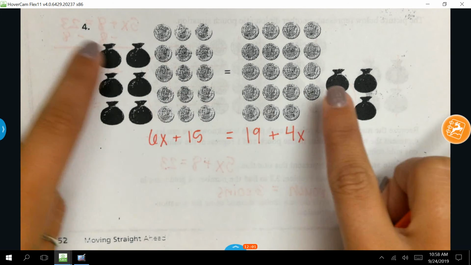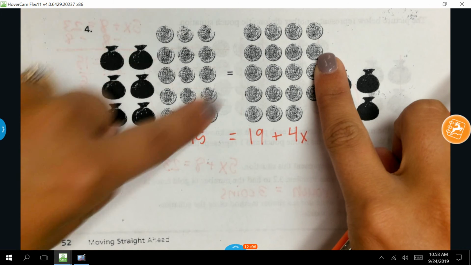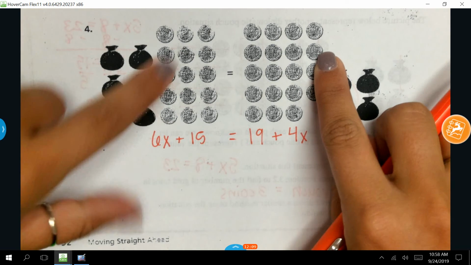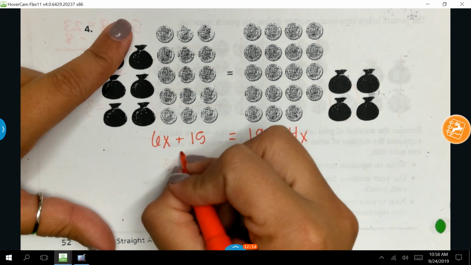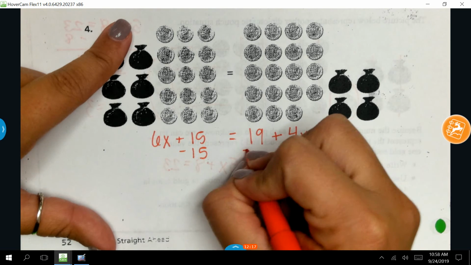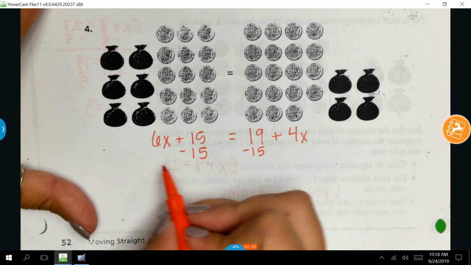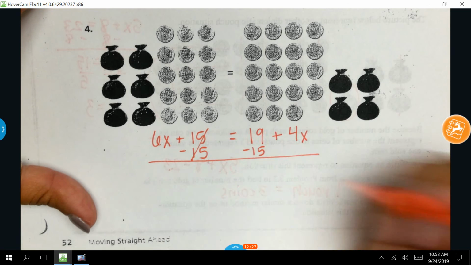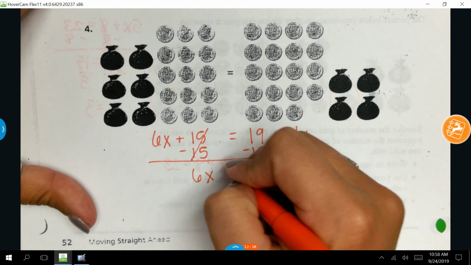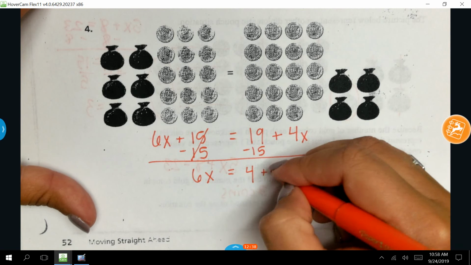So which coins do you want to deal with? The left side. The 15? Because can I subtract 19 from this side? No, because I don't have 19 coins over here. So you have to subtract your 15 from this side because you have 15 over here you can subtract from. I'm making sure that I'm putting my numbers under my numbers because they're like terms. So 15 minus 15 leaves me with 0, so I just have 6x. And what's 19 minus 15? So now I have 4 plus 4x.